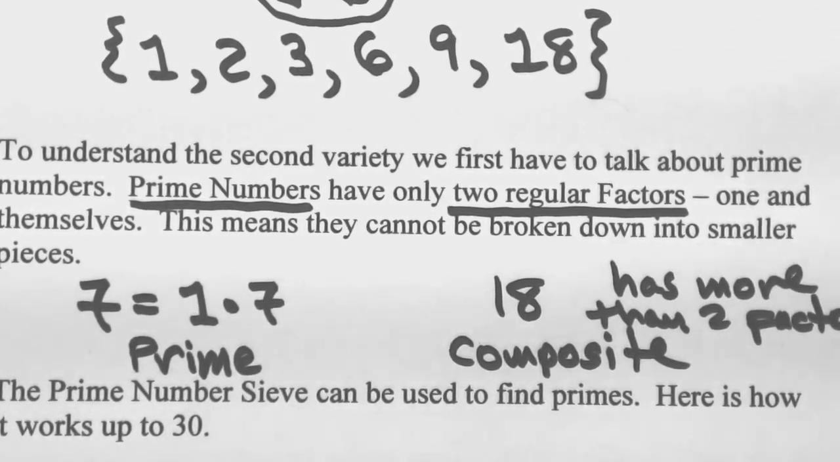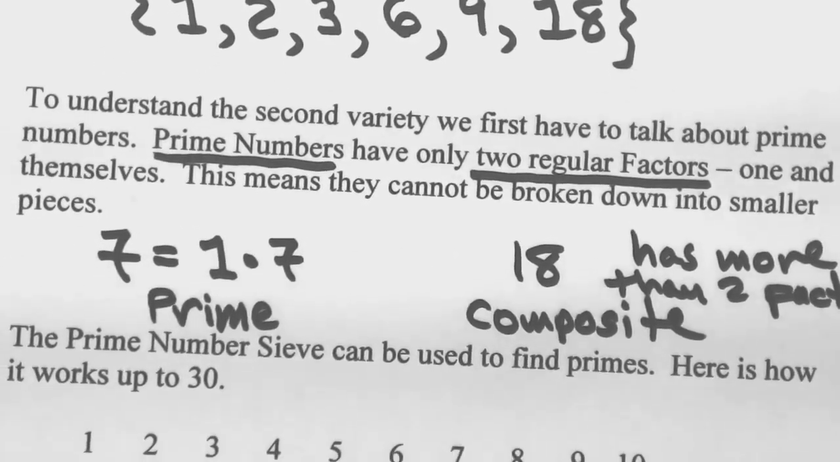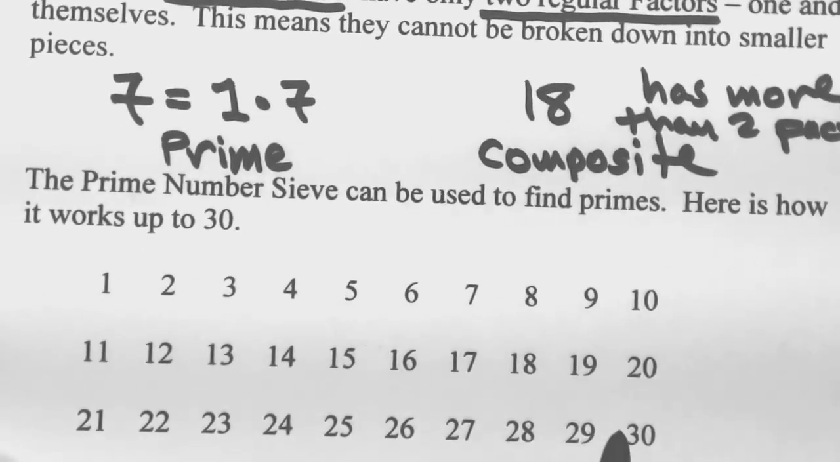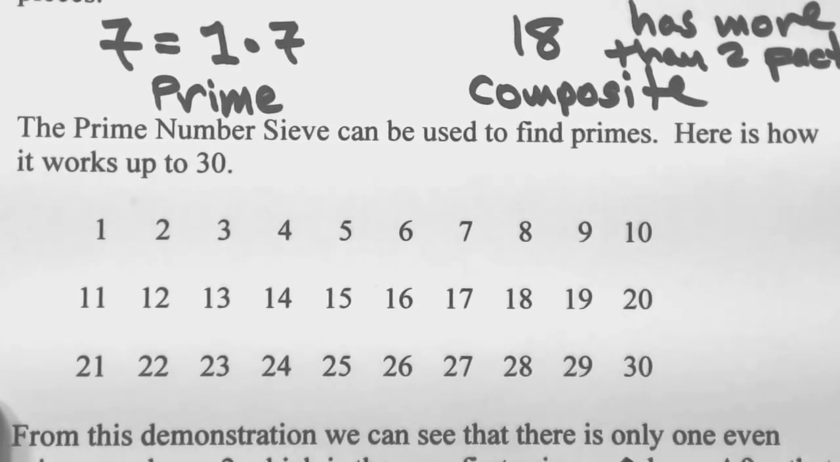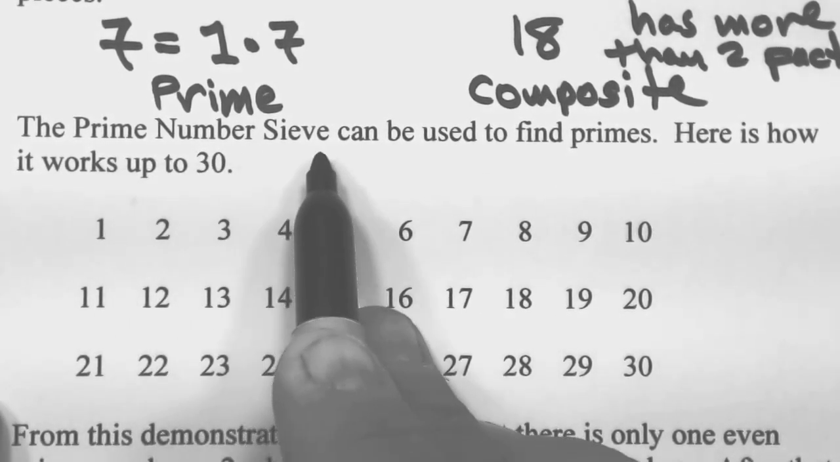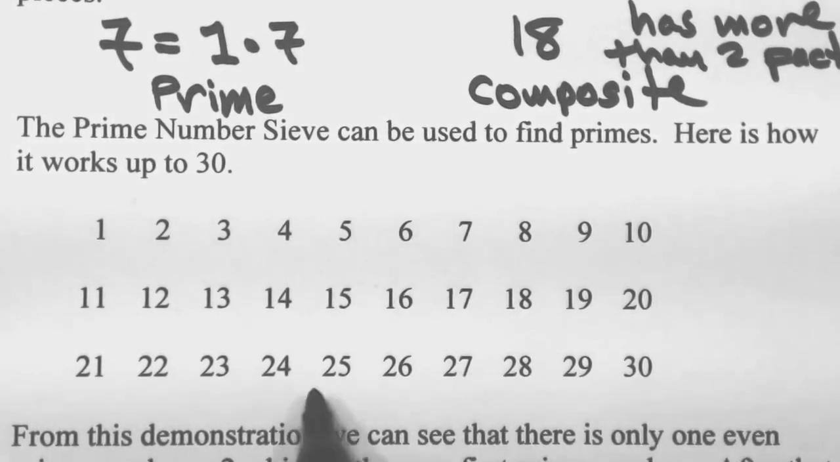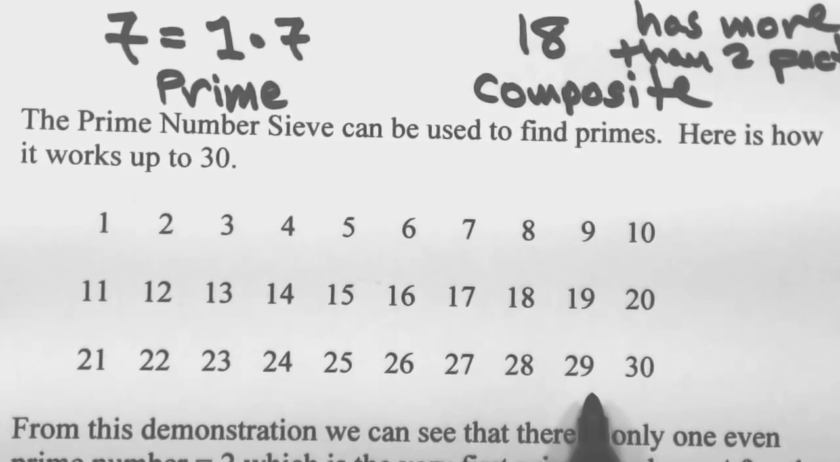Because of that, prime numbers play an important role. And the next thing we want to talk about is how we can find these prime numbers, and we'll use what's known as a prime number sieve here to find the primes up to, say, about 30.